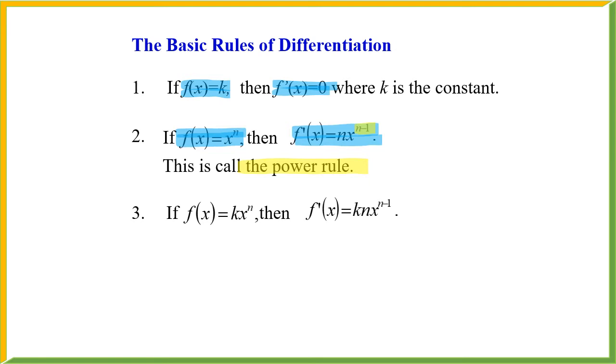The third one: if f(x) = kx^n, so we have a coefficient for the x^n, then the derivative f'(x) is equal to k multiplied by n x^(n-1). So we just write down the coefficient together.